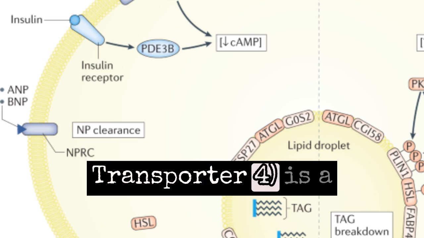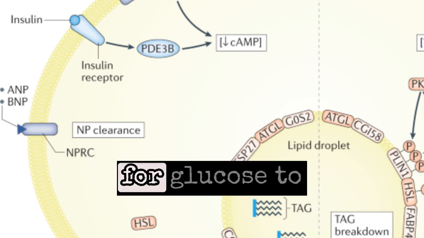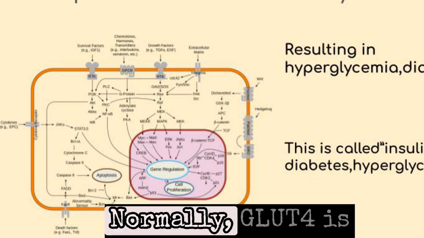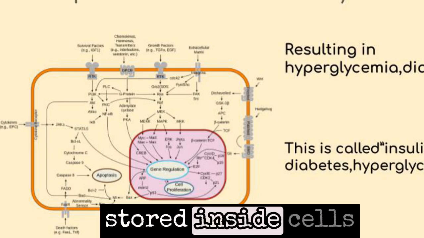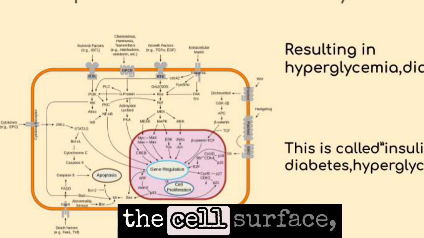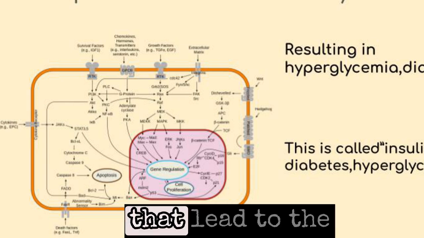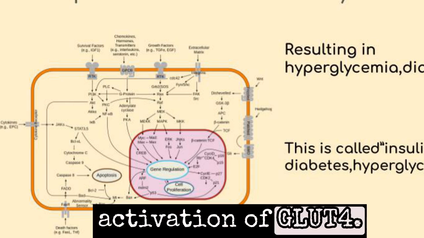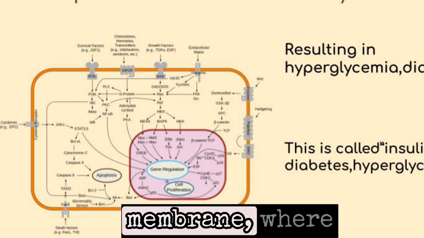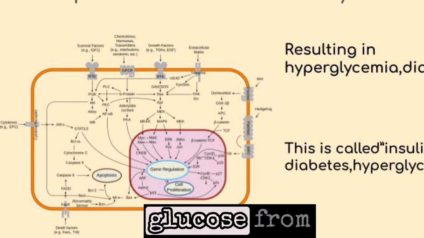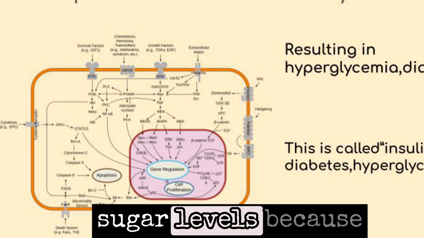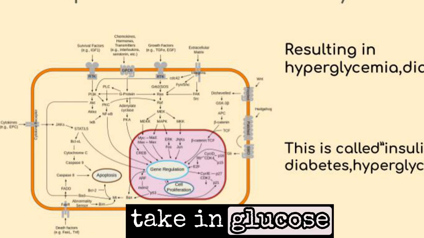GLUT4 is a protein that acts like a gateway for glucose to enter cells. It's especially important in muscle and fat cells. Normally, GLUT4 is stored inside cells and not active on the cell surface. When insulin binds to its receptor on the cell surface, it triggers a series of events that lead to the activation of GLUT4. This activation causes GLUT4 to move from inside the cell to the cell membrane, where it can transport glucose from the bloodstream into the cell. This process is crucial for regulating blood sugar levels because it allows cells to take in glucose when it's available.